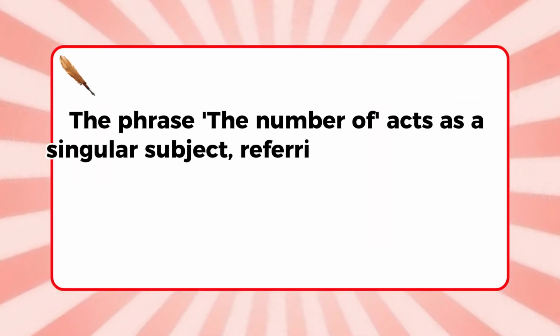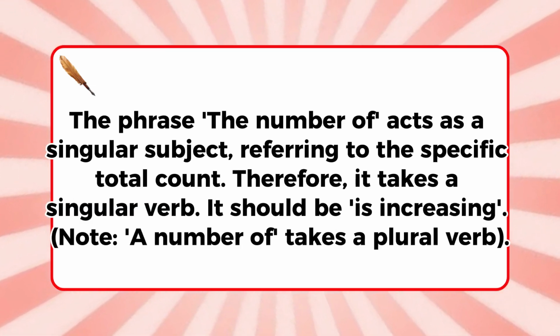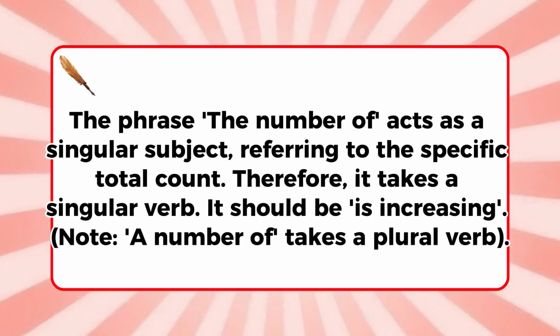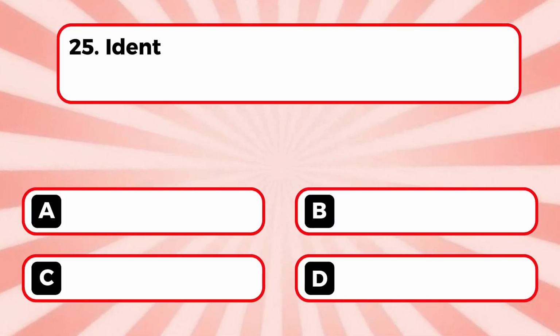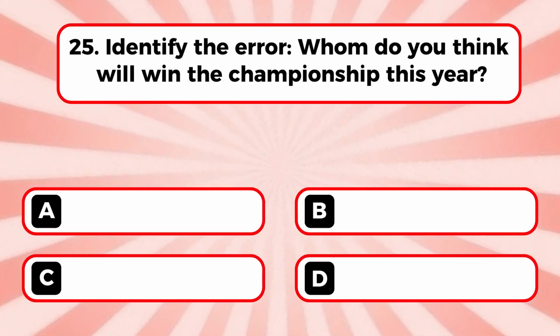The phrase the number of acts as a singular subject, referring to the specific total count. Therefore, it takes a singular verb. It should be is increasing. Note, a number of takes a plural verb. 25. Identify the error. Whom do you think will win the championship this year?